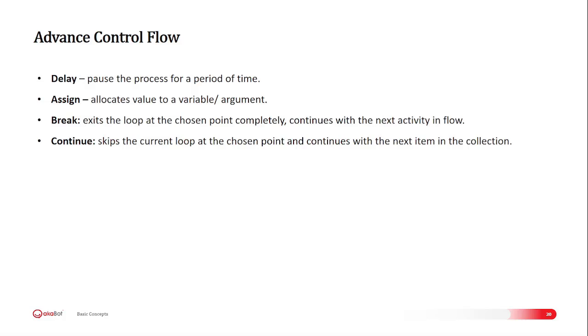Next, we have the assign activity. It is used to allocate value to variables or arguments. Whenever you need to store or update data in your workflow, the assign activity allows you to set or change value, making your automations more dynamic and adaptable. Then we have break.